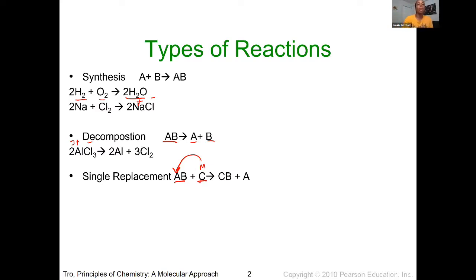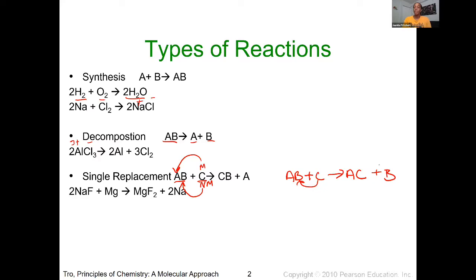Now, if you have a non-metal in this position, well, then the non-metal is going to swap places with the anion. And so what you would end up with, if we started like this, is A and C coming together, because they swap places, and then B would be coming out. And making sure that, again, you're balancing the equation.